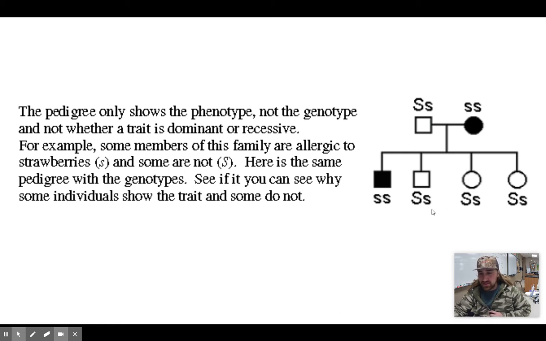This shows us that if you're homozygous recessive, you're going to have that trait, making it a recessive trait. If you have the dominant trait, even if you only have one copy of it, you're not going to be allergic to strawberries, just like these 4 individuals here. Okay, so be able to use Punnett squares to solve these issues.